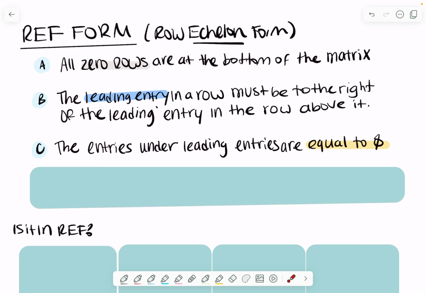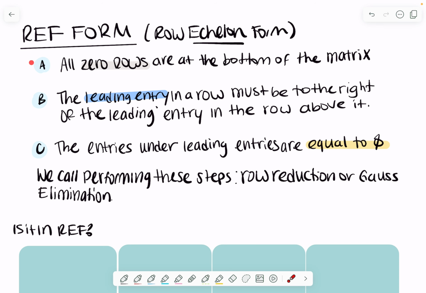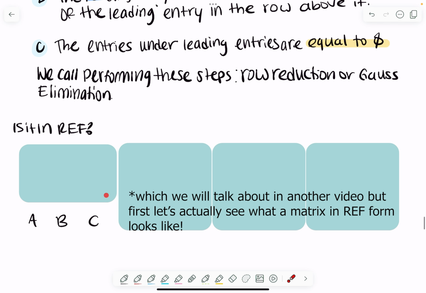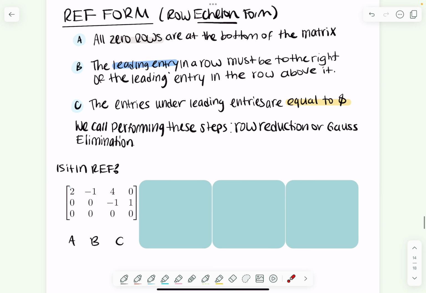And finally, the last condition is that the entries under the leading entries are equal to 0. To get a matrix to satisfy these conditions, we call performing those steps row reduction or Gauss elimination. Now let's practice finding out if a matrix is in row echelon form. We're going to see if it satisfies conditions A, B, and C.